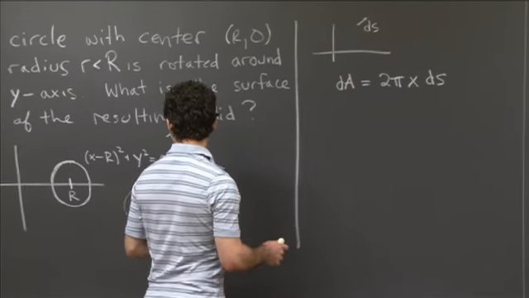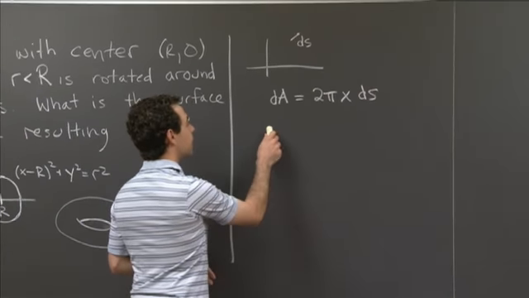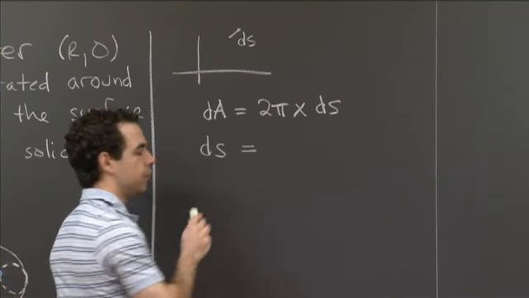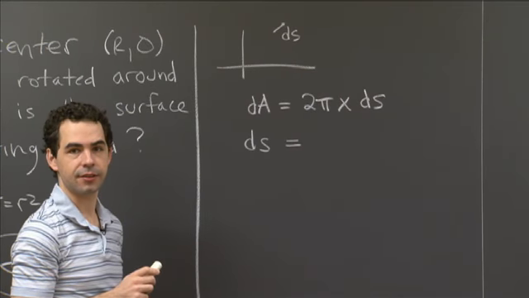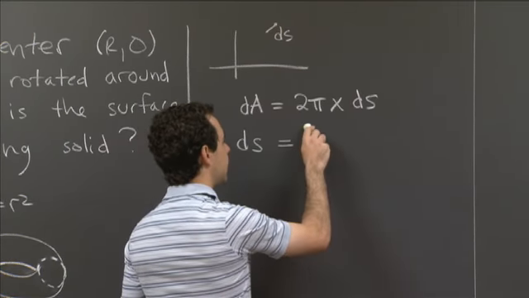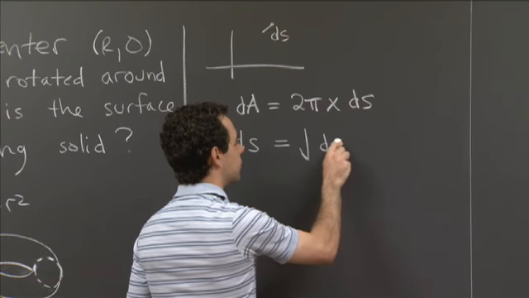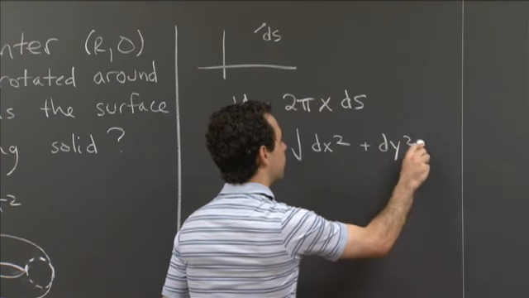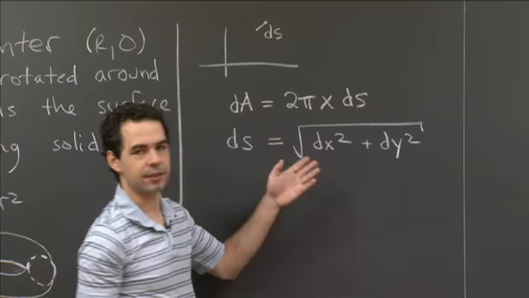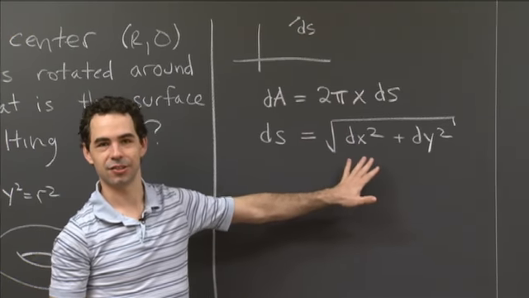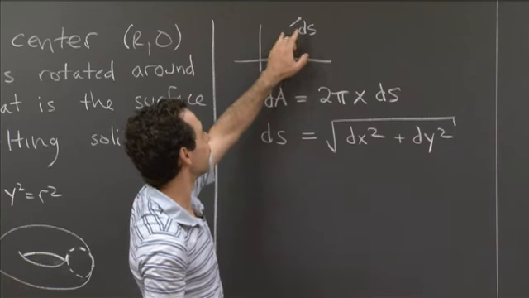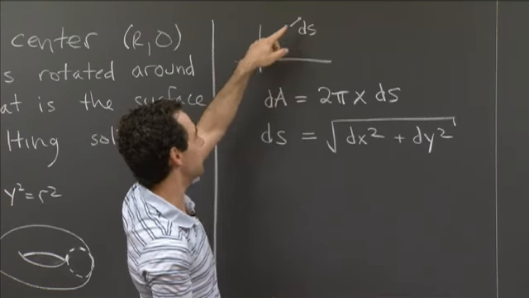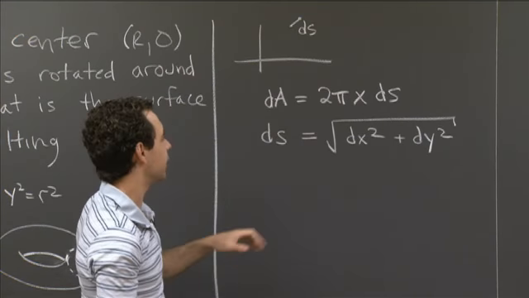In order to do this, we're going to need two things. We're going to need to know what ds is. You had a couple of different formulas for this in class. One easy mnemonic that I like is to write ds equals the square root of dx squared plus dy squared. I can remember this because it's just the Pythagorean theorem, right? You have a little dx horizontal distance and a little dy vertical distance, and so ds is just the hypotenuse of that triangle. So that's how I remember this.